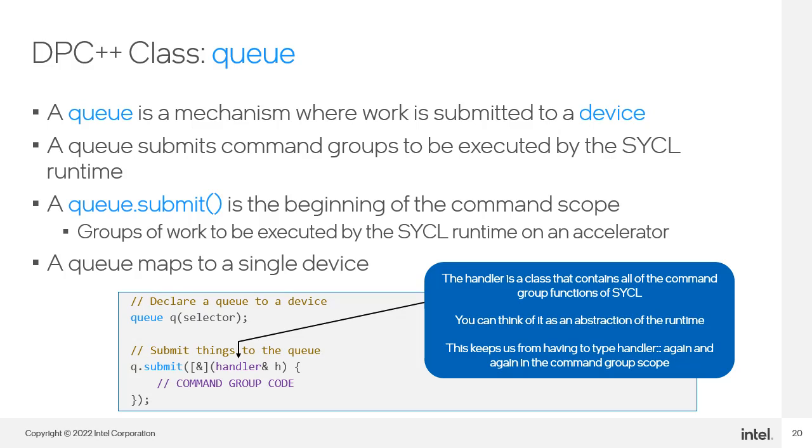In the example code, we have declared a queue to a device with the selector and initiated the command group scope using the queue.submit command and capturing the handler class by reference using the Lambda function. The handler class contains all the command group functions of SYCL.